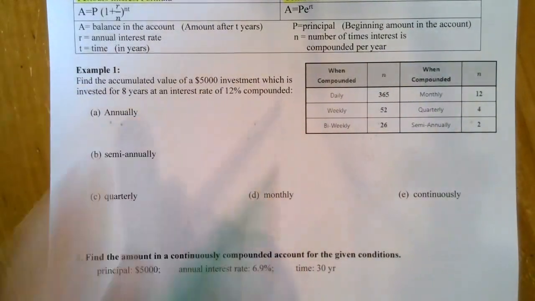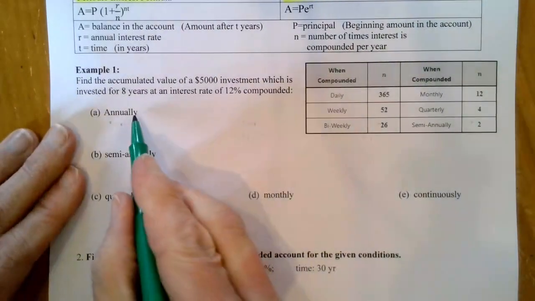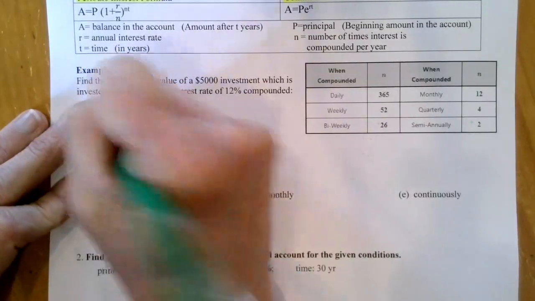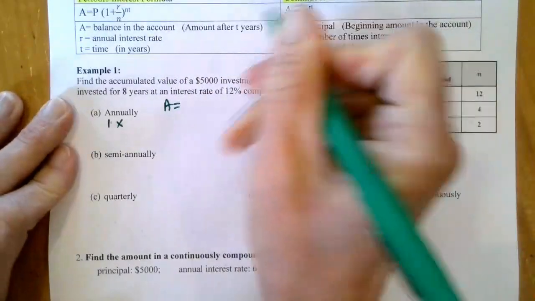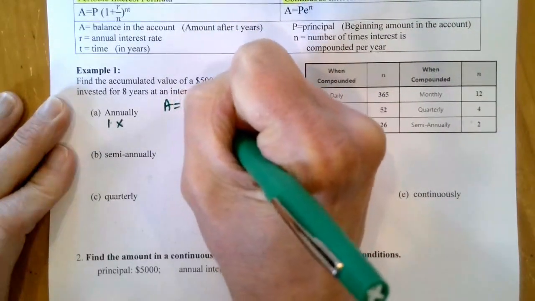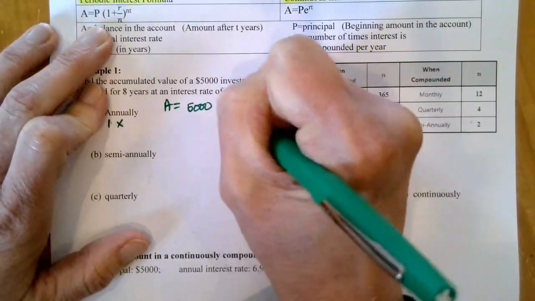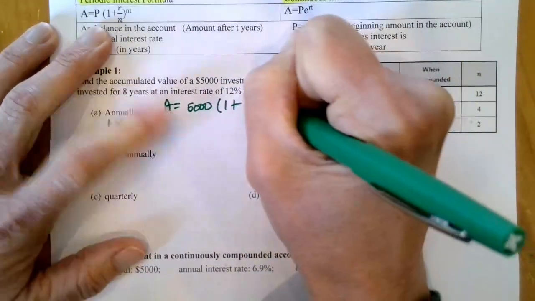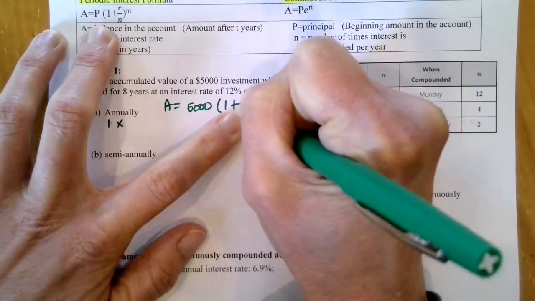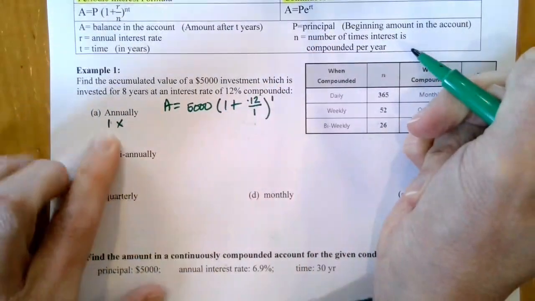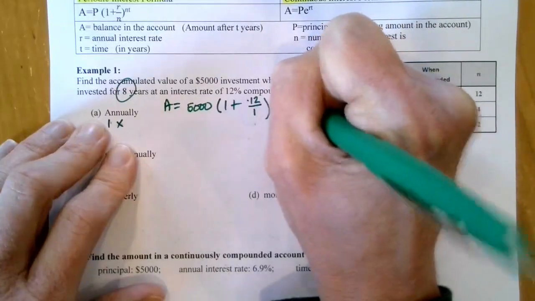All right, so if I need to figure out my money when I'm doing it annually, that's 1 time a year. I know that my amount is equal to my principal, which is my $5,000. And I'm going to be increasing, so it's 1 plus, and my rate is going to be 12%, and I'm doing it 1 time, that's my annually, and I'm doing it for 8 years.